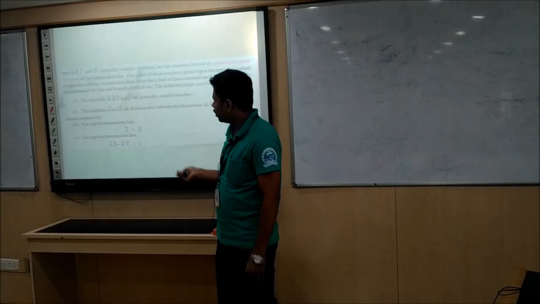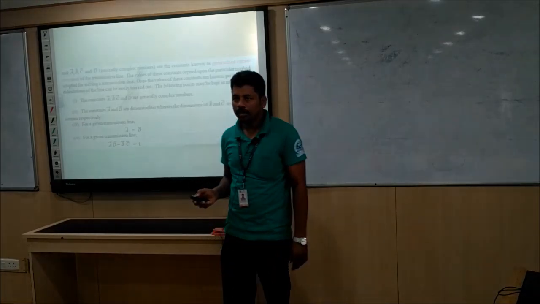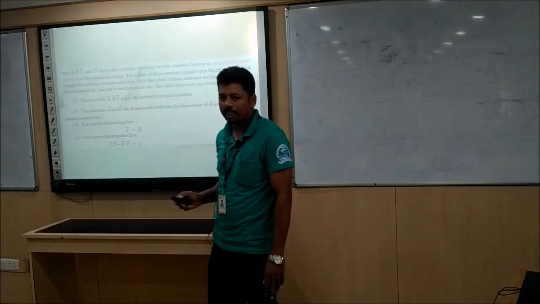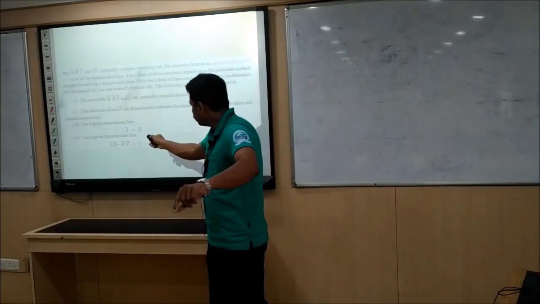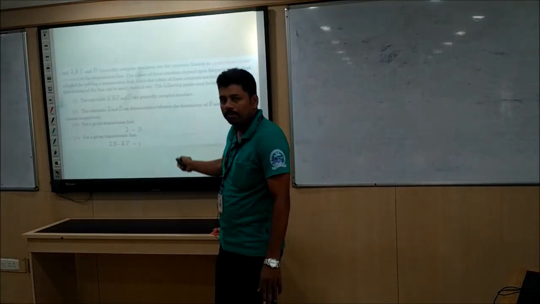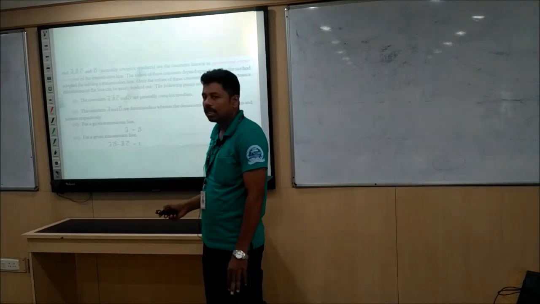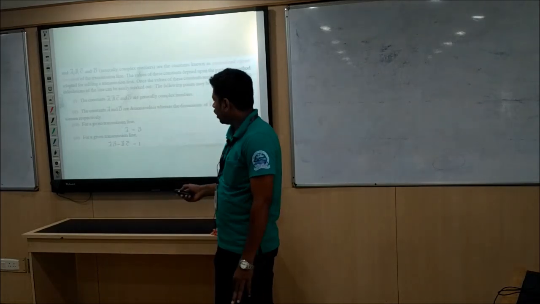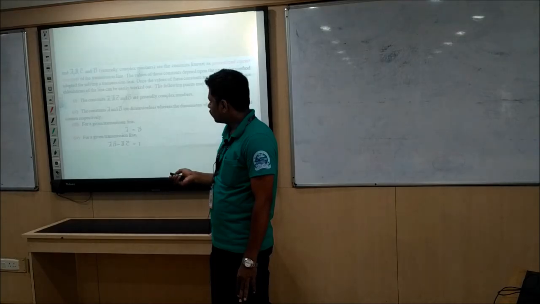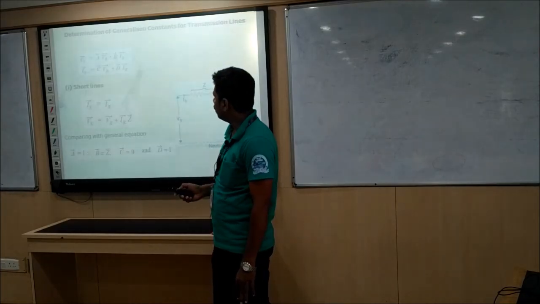Coming to the ABCD parameters, always after forming the ABCD, we have to check that two conditions are satisfied: A equal to D, and AD minus BC equal to 1. These are the conditions we have to satisfy so that we can check the corresponding parameters.